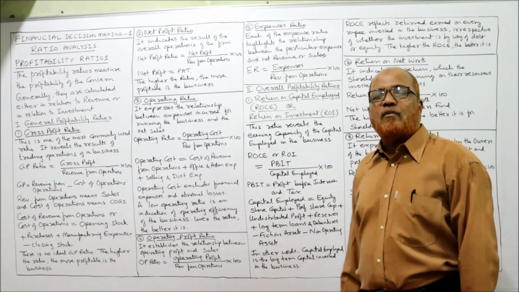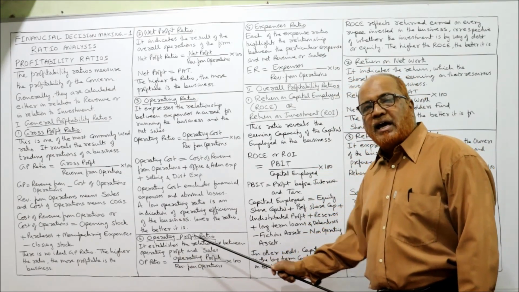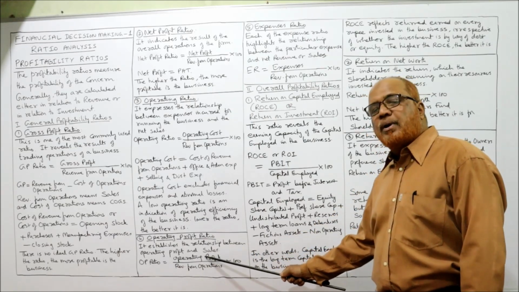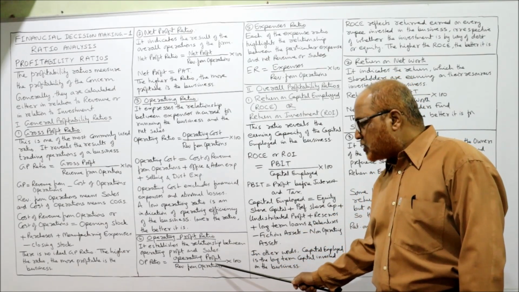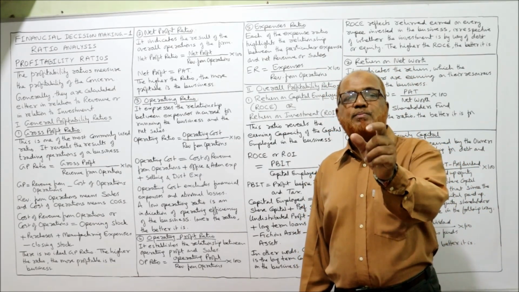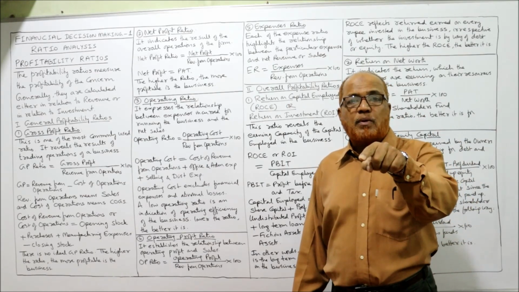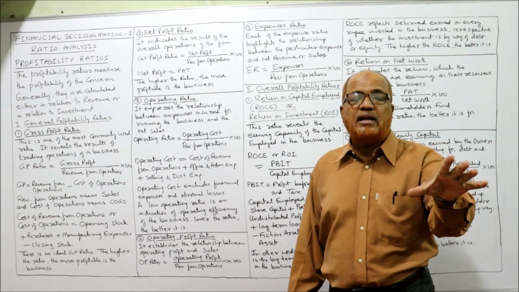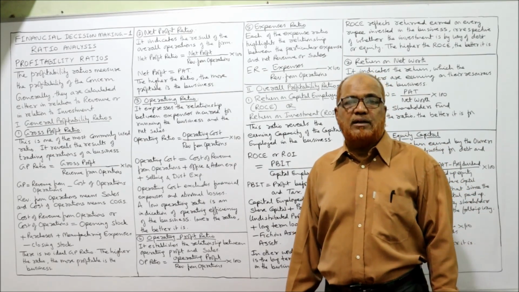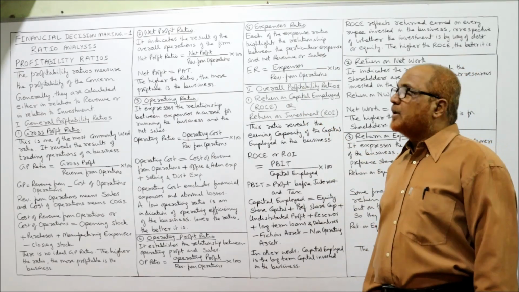Then operating profit ratio. It expresses the relationship between operating profit and revenue from operations. The operating profit ratio formula is operating profit divided by revenue from operations into 100. What is operating profit? Gross profit minus operating expenses. Non-operating expenses should not be considered. That's it.